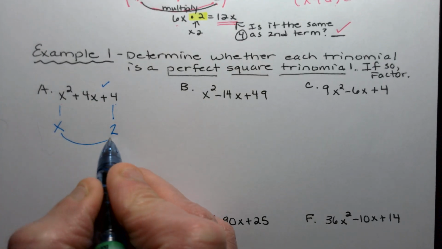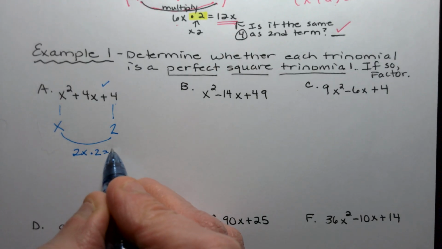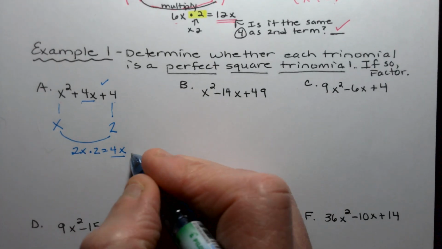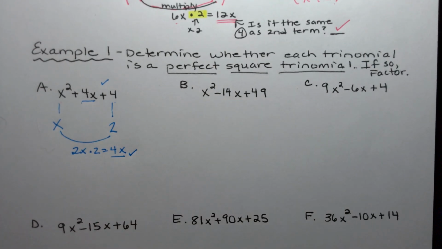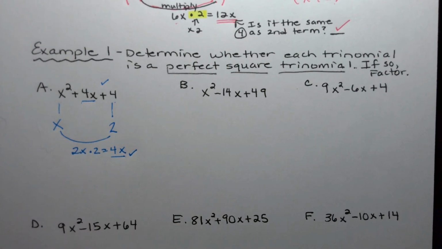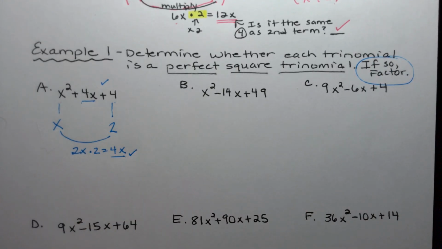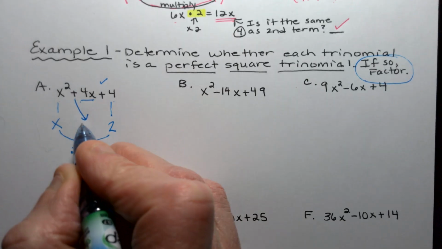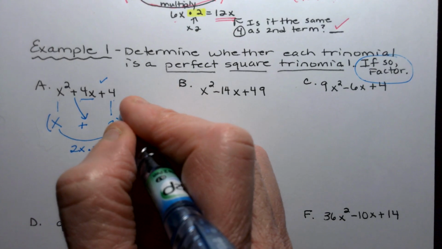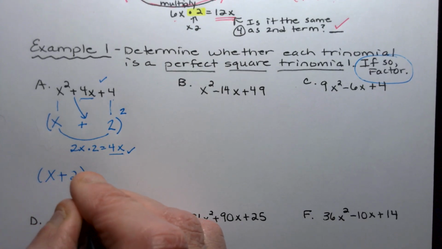Now we make the smiley. Multiply them and get 2x. Times it by 2 and you get 4x. Does that match the middle term? Yes, it does. Check. So we know now it is a perfect square trinomial. Boom, boom, boom, boom. Now we just have to, if so, factor it. So we need to seal the deal. Put the nose on. Put the ears on. And the top hat. So we have x plus 2 squared.